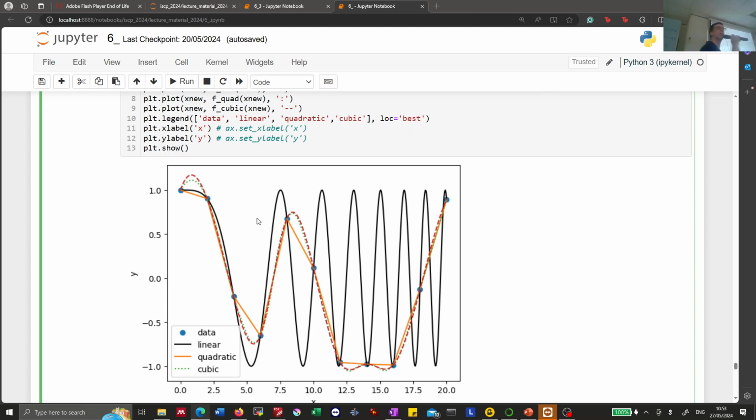Who understands what I want? Hence, who thinks this is a good plot? Good interpolation, hence not up. Who thinks it's a good interpolation? Hands up. Who thinks it's an okay interpolation? Who thinks this interpolation is good? Who has? Very good. Everybody else, no opinion.